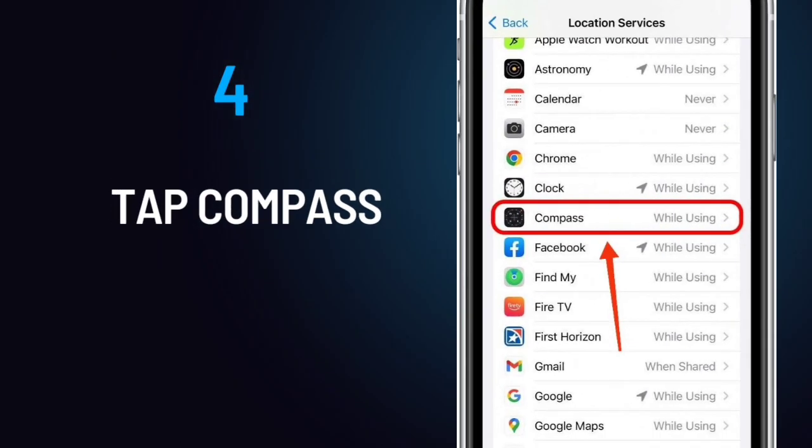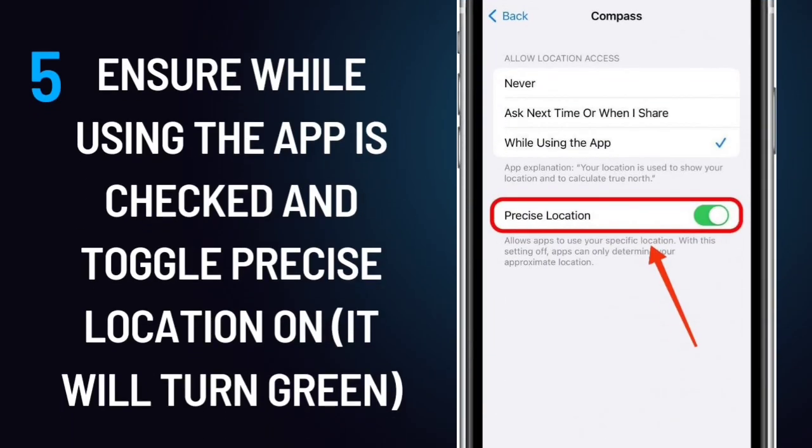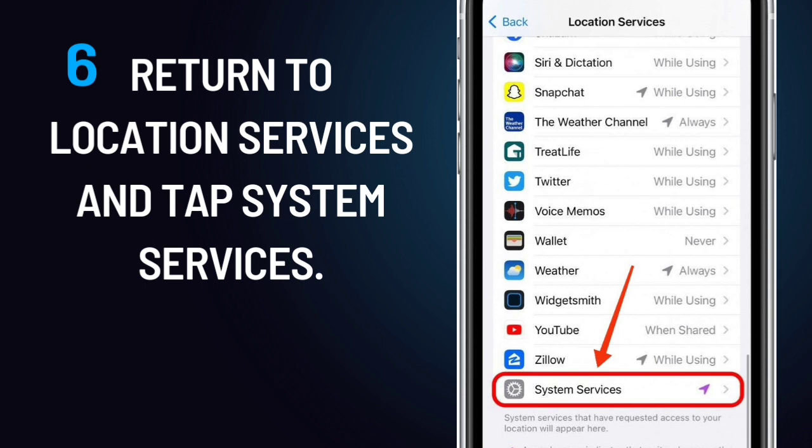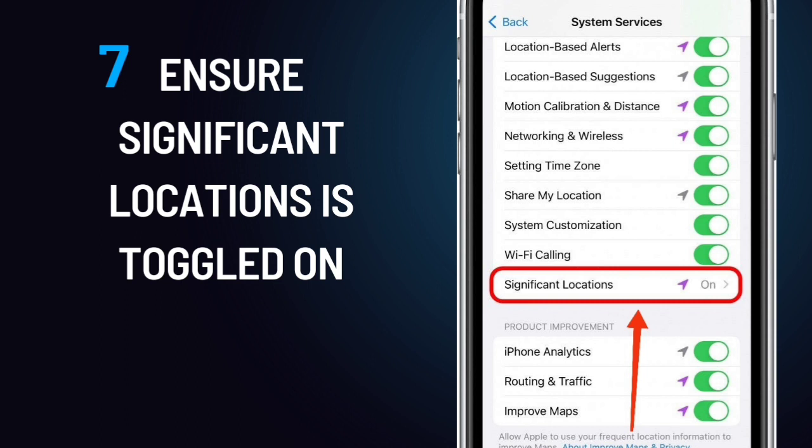4. Tap Compass. 5. Ensure while using the app is checked and toggle Precise Location on. It will turn green. 6. Return to Location Services and tap System Services. 7. Ensure Significant Locations is toggled on.